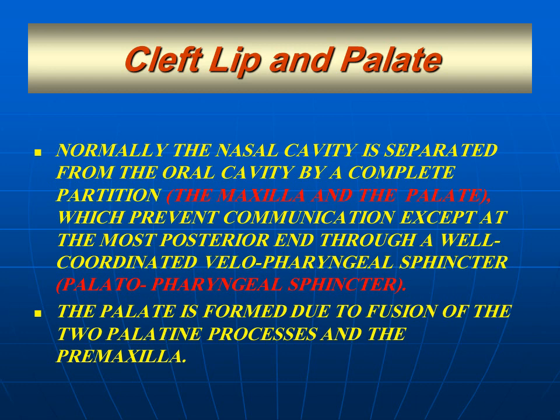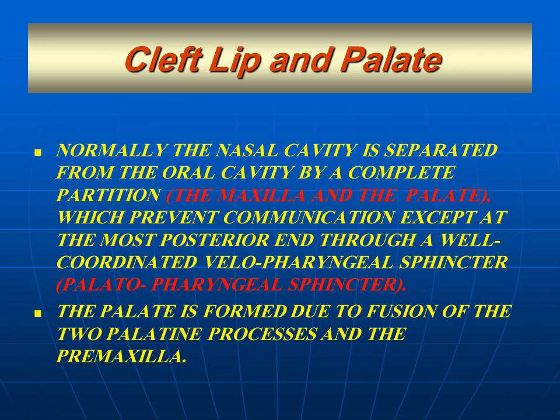Normally, the nasal cavity is separated from the oral cavity by a complete partition, let's say by the maxilla and the palate, which prevent communication except at the most posterior end through a well-coordinated velopharyngeal sphincter, or we call it palatopharyngeal sphincter. Therefore, the nasal cavity is separated from the oral cavity. The connection occurs only at the most posterior end. A sphincter is present, which we call the velopharyngeal sphincter.